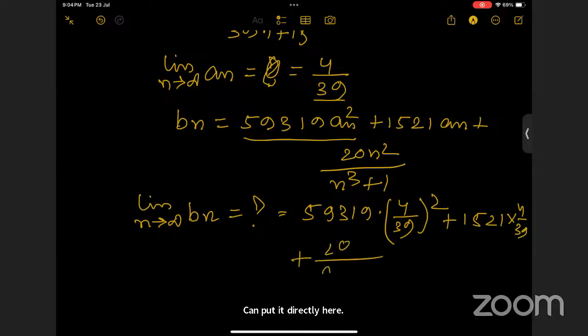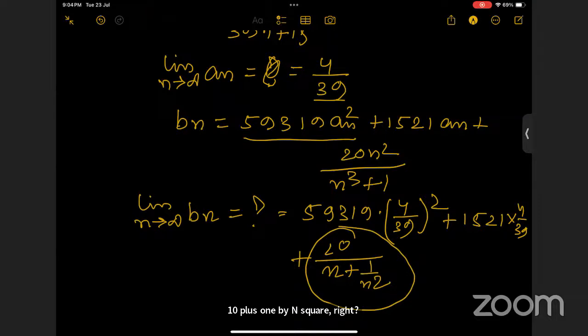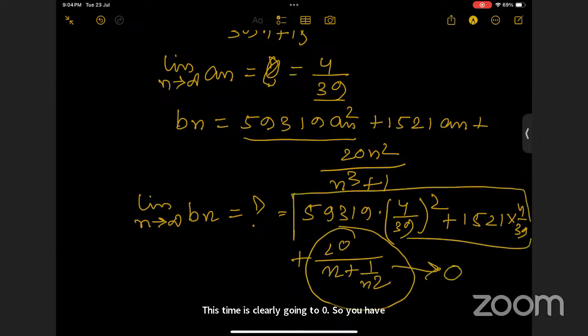So it is n plus 1 by n square, right? So it will be 0. This term will be 0, right? This term is clearly going to 0. So you have to do this calculation.